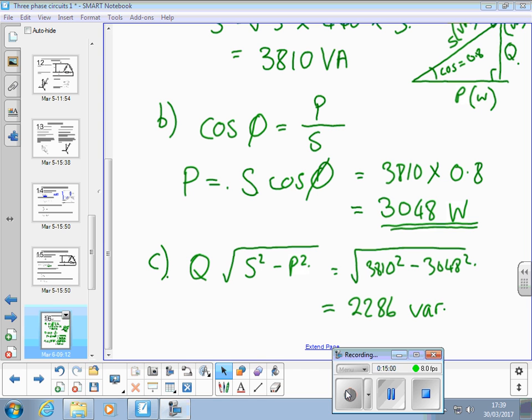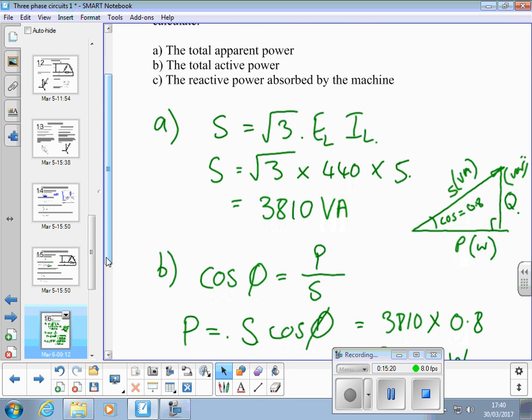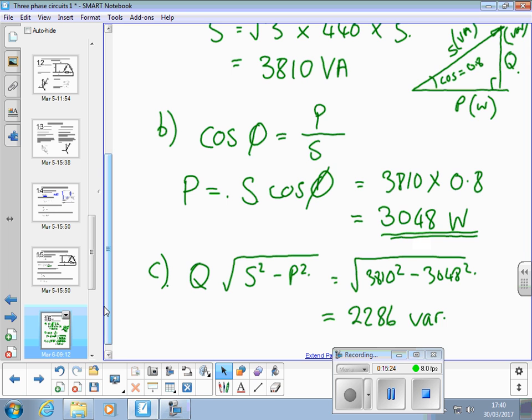So we didn't even need to know whether that system was in star or delta to be able to calculate those values, because we can get it from the line current and line voltage using that formula. Okay.